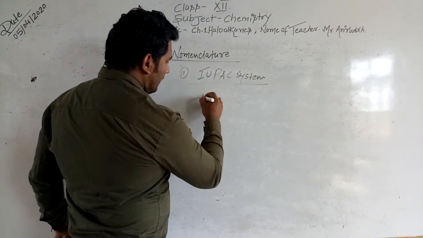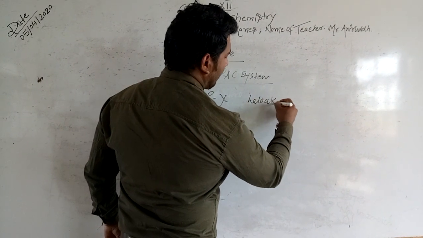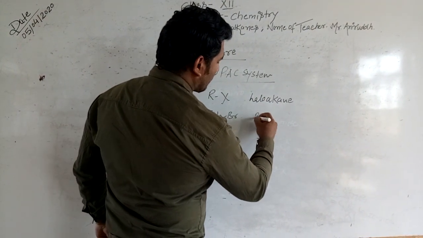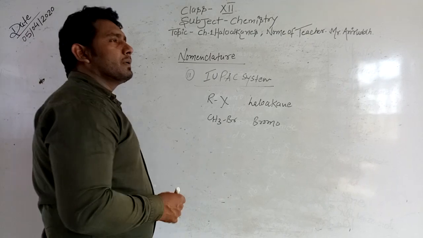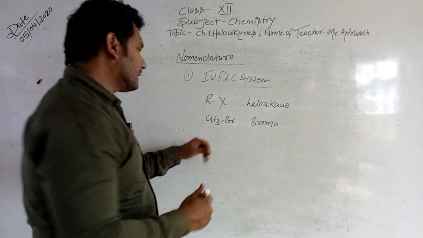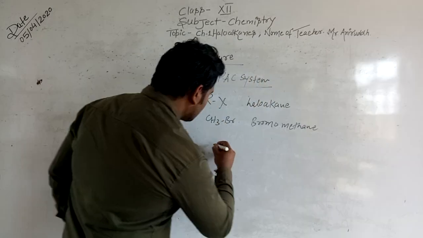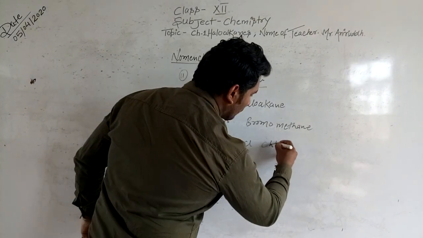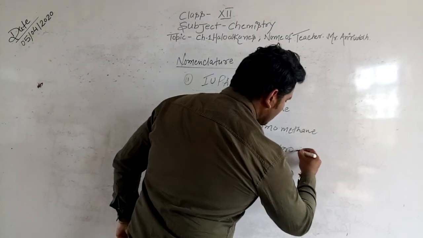Now RX is given, so haloalkane. Suppose CH3Br is given. Br stands for bromo, and the rest of the name depends upon the number of carbons in the root chain or root word. Because the compound contains only one carbon atom, for one carbon it is methane, so bromomethane. Suppose CH3CH2Cl is given. Cl stands for chloro, and the compound contains two carbon atoms, 1, 2, so ethane.